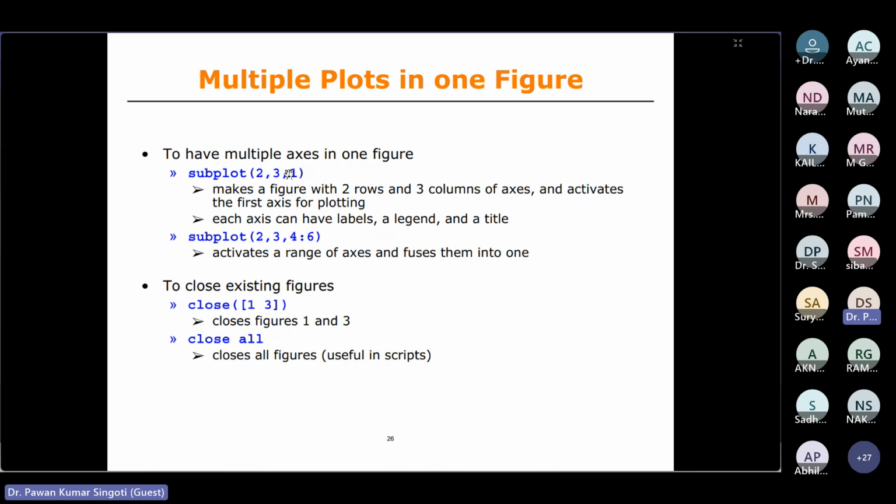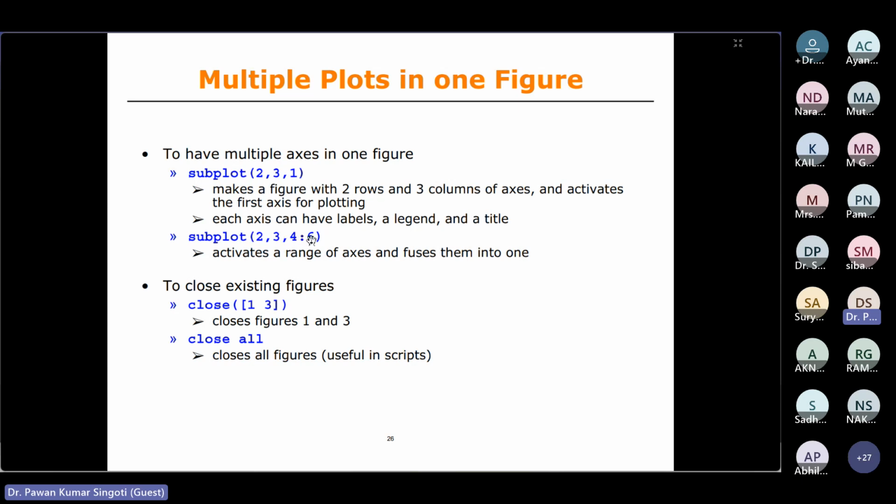And 1 is showing the position of this figure. So in subplot 2, 3, 2 is the rows, 3 is the columns, so 6 figures are possible, and the place of this figure will be first. So make the figure with 2 rows and 3 columns of axes, and activate the first axis for plotting. Each axis can have a legend, labels, and title. Different labels and legends are possible for each subplot.